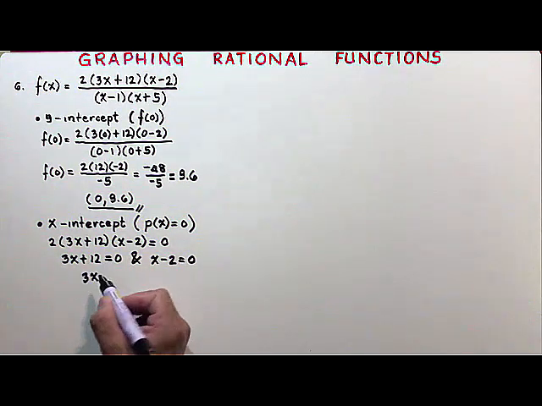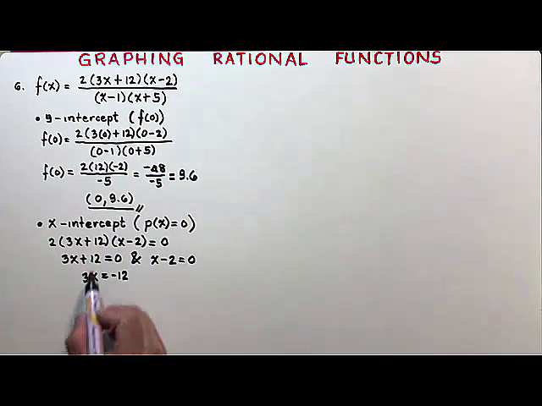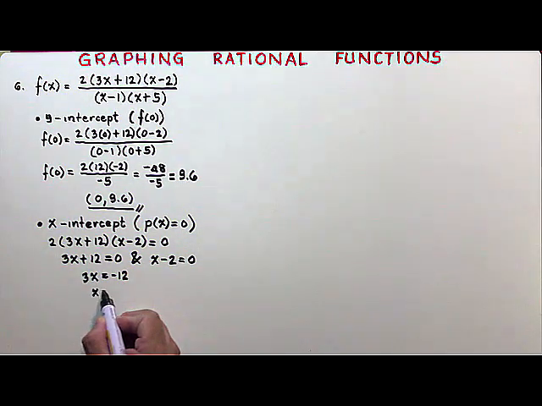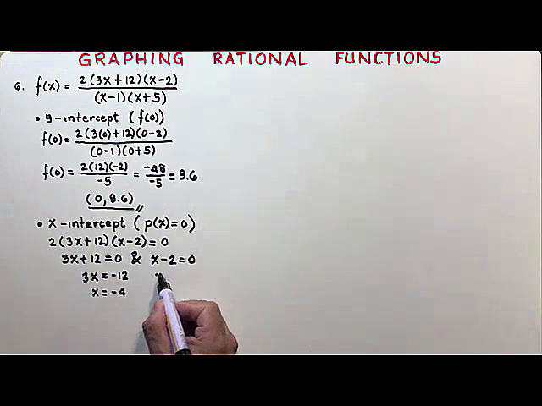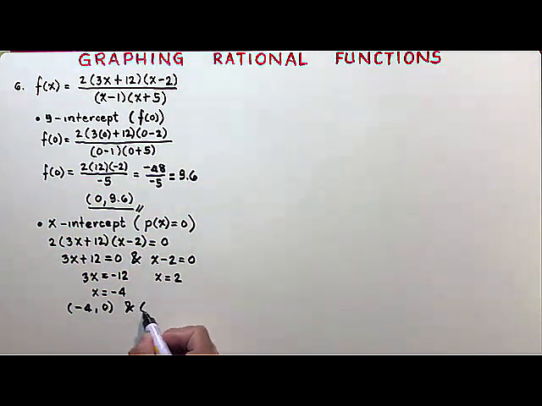So 3x is equal to negative 12, because if I subtract 12 from both sides, the 12 here will be cancelled. So that is 3x equals negative 12. And dividing both sides by 3, we have x equals negative 4. And also, x is equal to 2. So our x-intercepts here are (-4, 0) and (2, 0). The y-coordinates are 0 because these are x-intercepts, and at the x-intercepts, the y-coordinates must be 0. So we have 2 x-intercepts here.